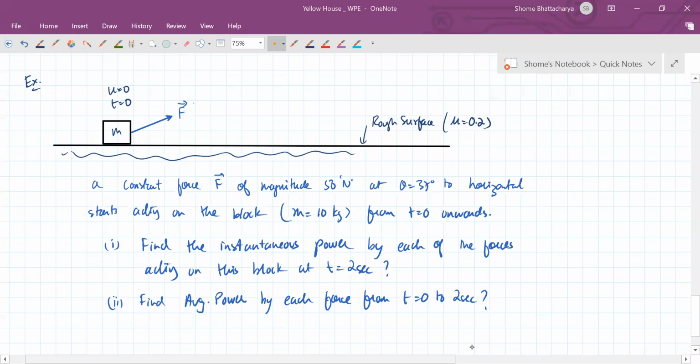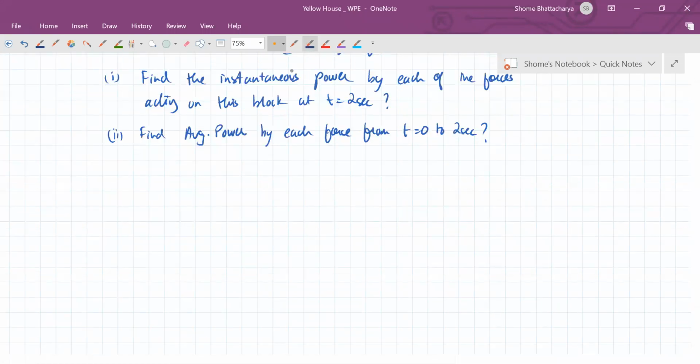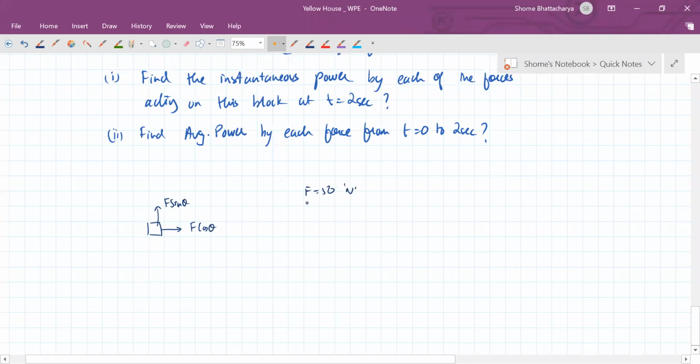Okay, so let's look at the working of this question. Correct. So the first thing we have to do is find the acceleration of the body, from which we can find the velocity. So if we divide this force into components, F cos theta and F sin theta, you can see that F was 50 and theta was 37. So this component will become 40 newtons and this component will become 30 newtons.